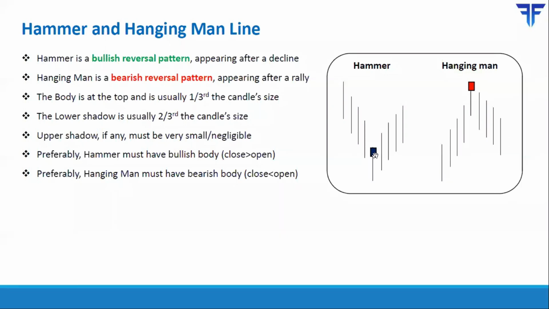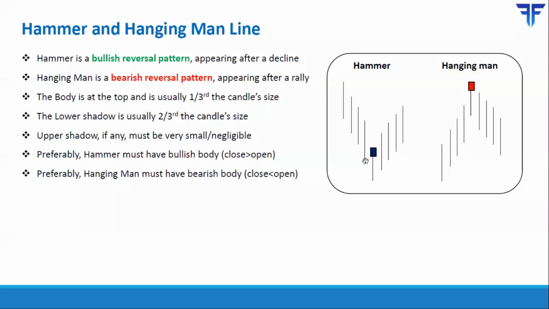As you can see, there is hardly any upper shadow. In fact, the closing price is more or less near the high of the period. And then you have a long lower shadow. The lower shadow is typically somewhere around two thirds, or 67%, of the size of the entire candle.